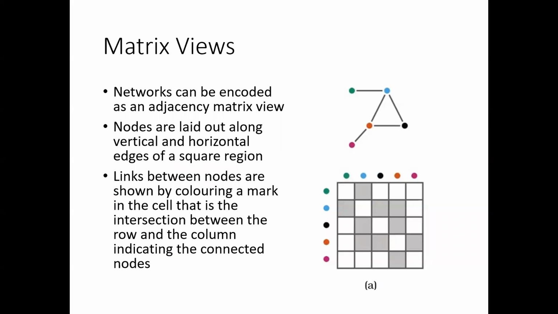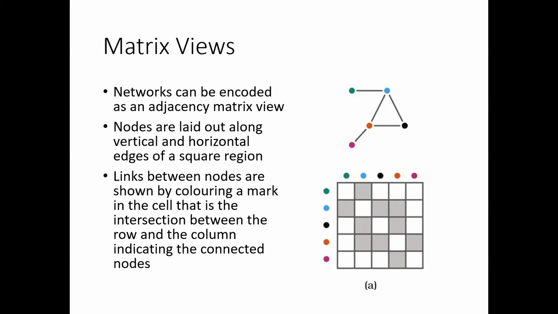Another technique for encoding network data is the matrix or graph view. The nodes are laid out horizontally and vertically in a square region, and the links between the nodes are shown by coloring a mark in the cell that's adjacent between the row and column, in terms of the matrix view that you see down in A. So here we can see purple is connected to orange, and when you cross-index the purple and the orange, you can see that those two squares are actually colored in. So that indicates there's a relationship between them. And you could do this with either one-way or two-way directions. That would give you the matrix view.